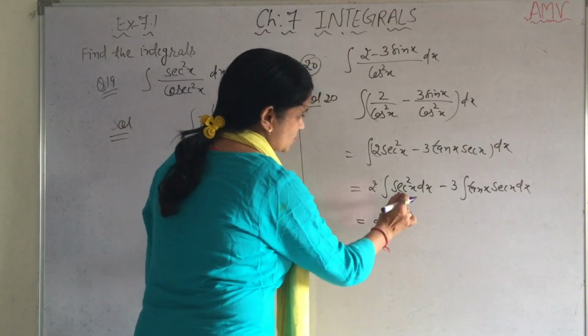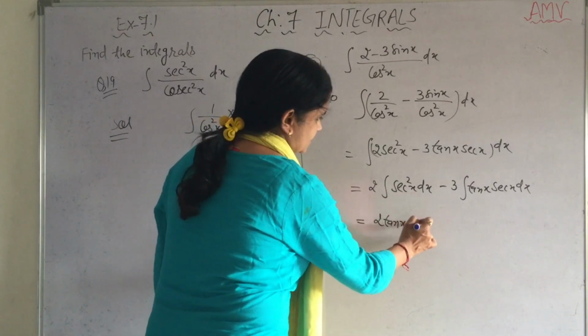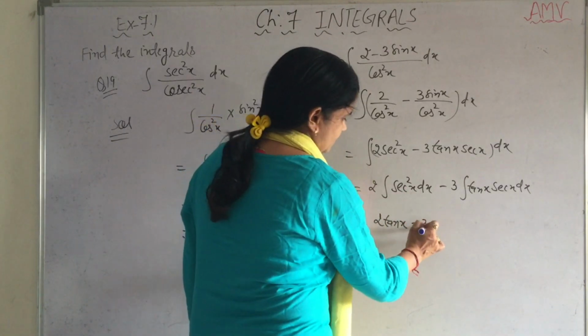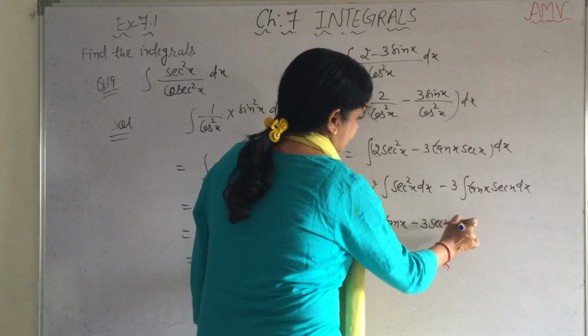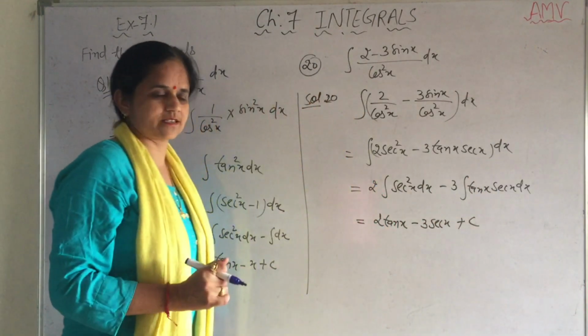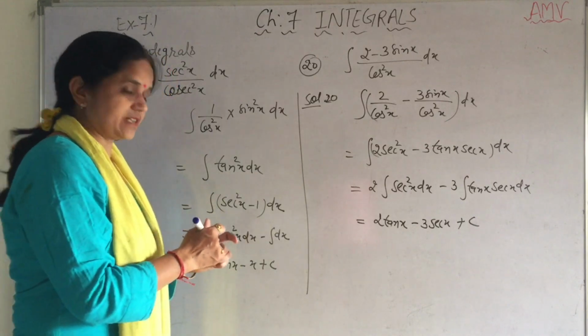And now apply the formula. Integration of sec square x is tan x. And here integration of tan x sec x is sec x plus c. This is the answer. This exercise ends here, student.